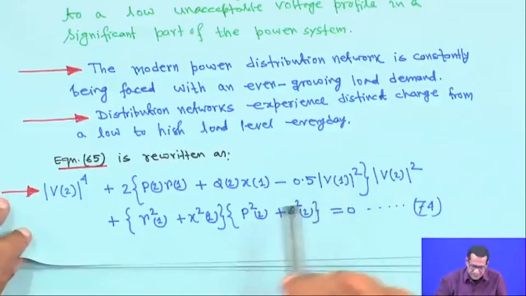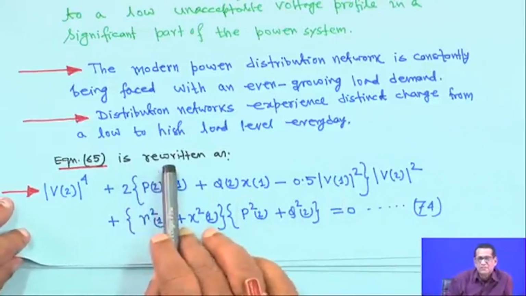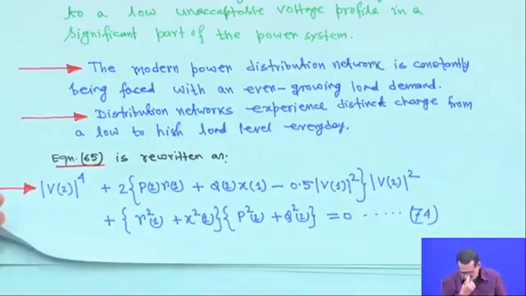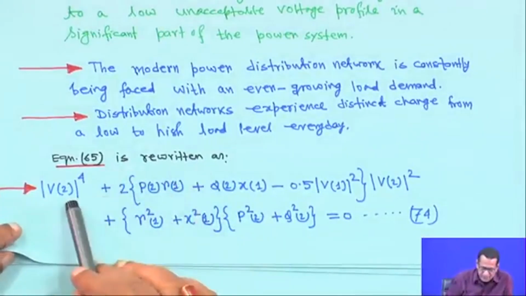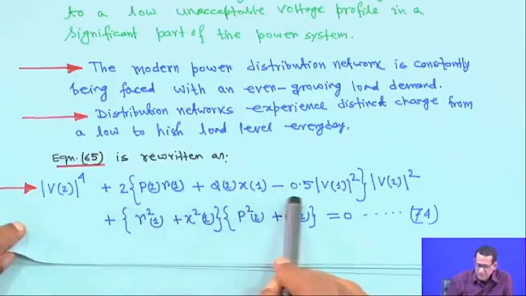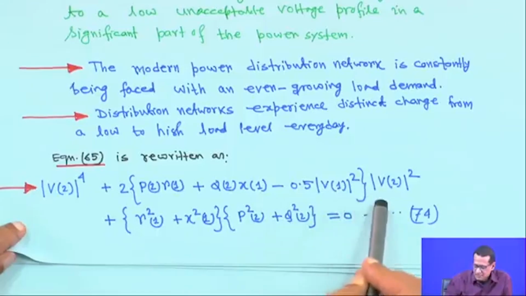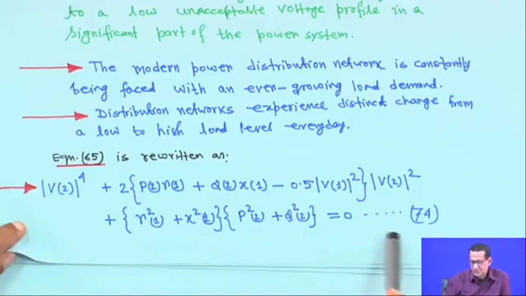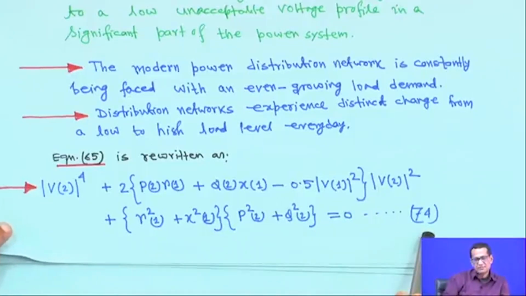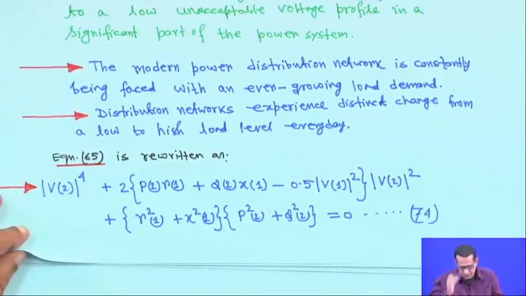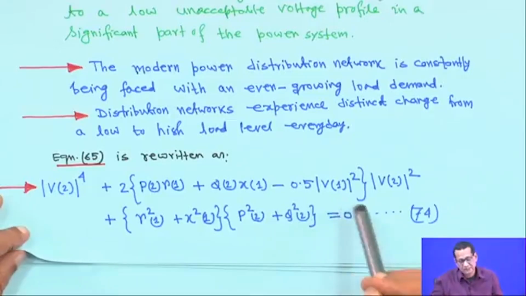The same equation, equation 65 for method 2, we will use here, because I will try to find out in terms of the voltage magnitude. In that case, equation 65 can be written as V2^4 + 2(P2 R1 + Q2 X1 - 0.5|V1|^2) V2^2 + (R1^2 + X1^2)(P2^2 + Q2^2) = 0. This rewritten equation is number 74, your method 2 load flow equation.